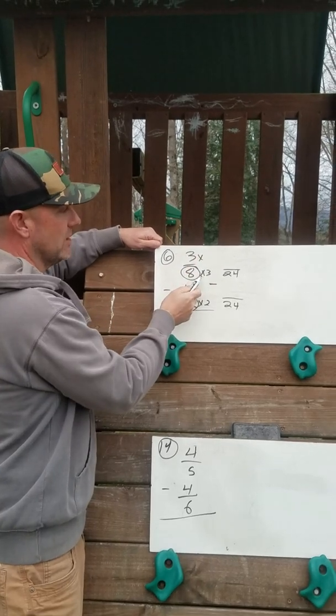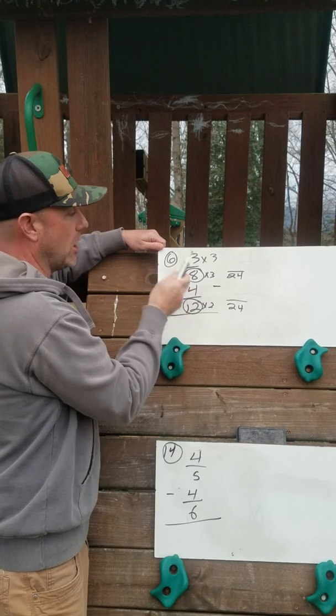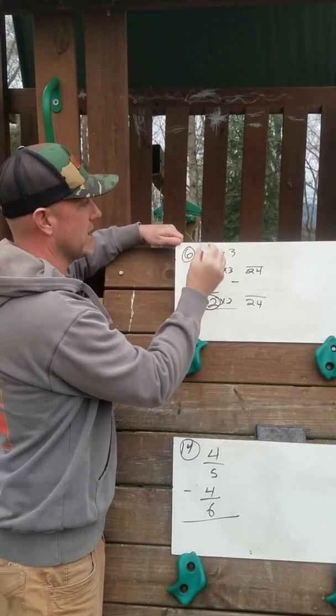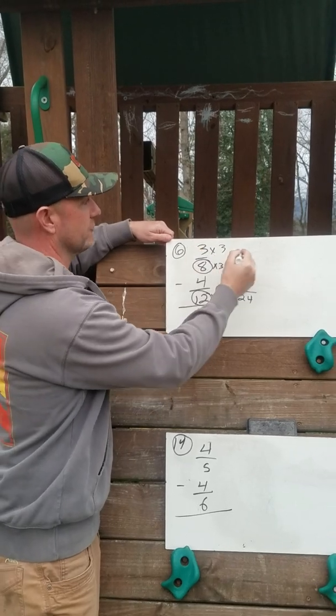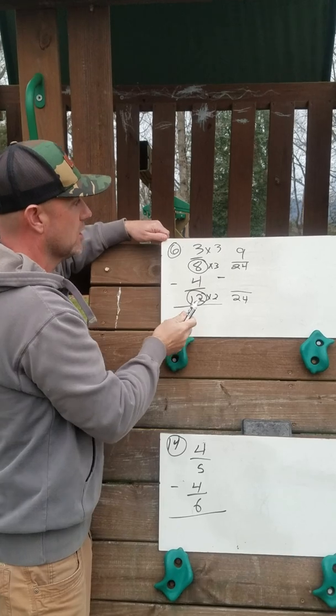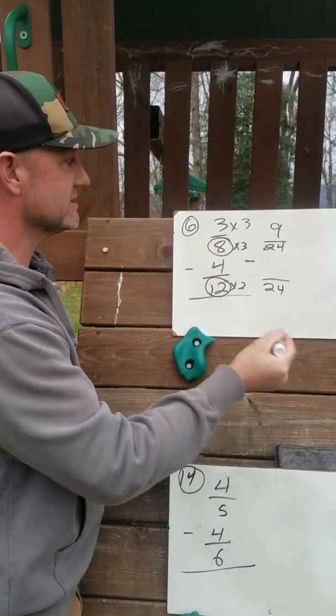I'm going to use the same number that I multiplied 8 by, which was 3, and I'm going to put 3 there. Always remember that you need to make sure that you use the same number on the top and bottom for each fraction. So now 3 times 3 is 9. So now I have 9 over 24, which is the same thing as 3 over 8, but now I'm going to be able to subtract these fractions.